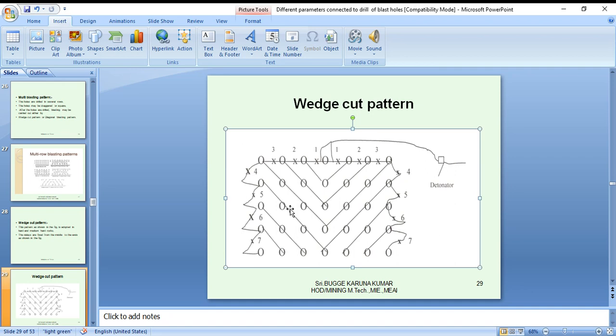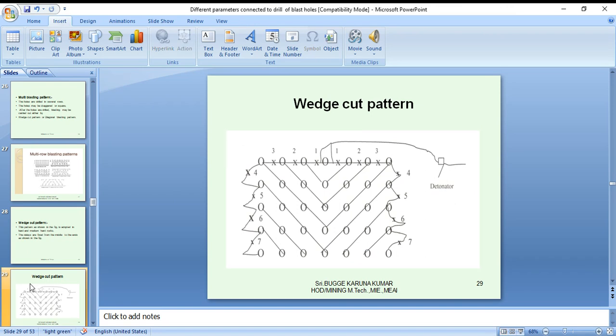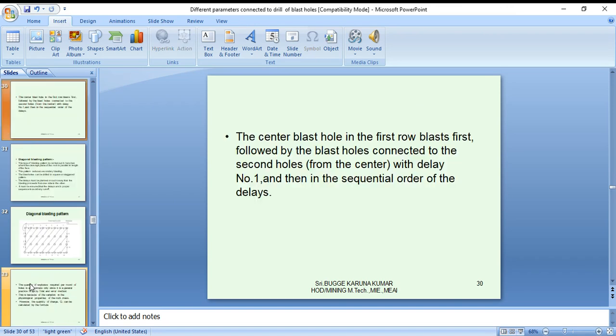The square pattern, but the wedge cut pattern of blasting is the combination of these two. These are connected in such a way that firing is connected to detonators and fired. This is one model of the wedge cut pattern. The center blast hole in the first row blasts first, followed by the blast holes connected to the second holes with delay one, and then it is a sequential order of the delay.